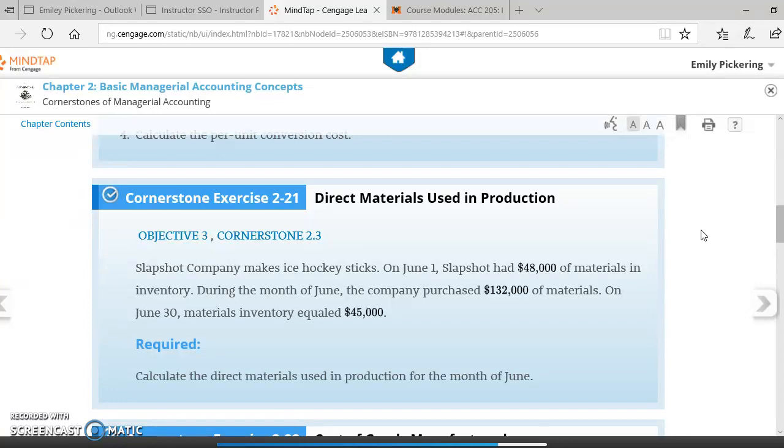June 1st, we had a beginning inventory of 48,000. During the month, we purchased 132,000, and then on June 30th, we had ending inventory of 45,000. We want to calculate the materials that were used in production for the month of June.